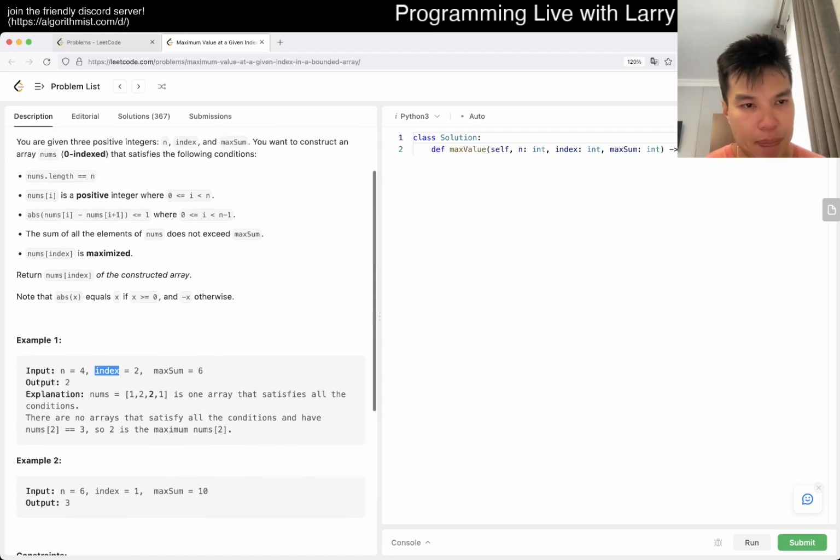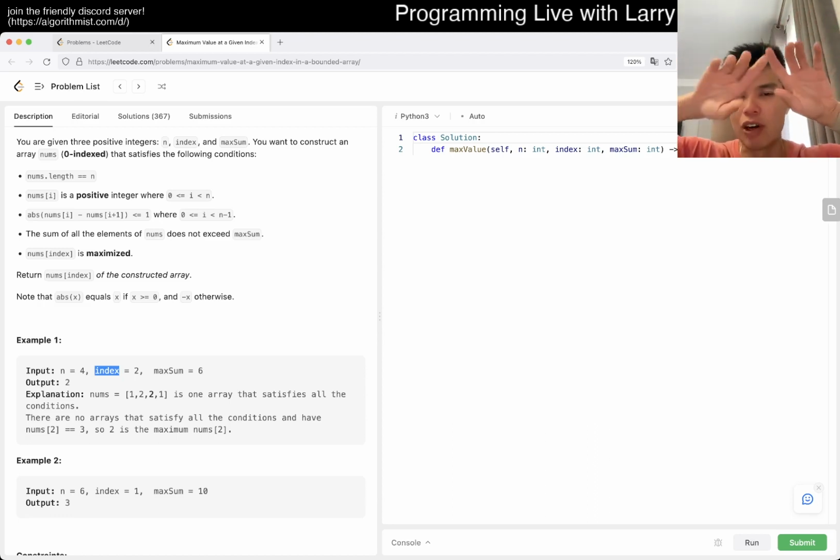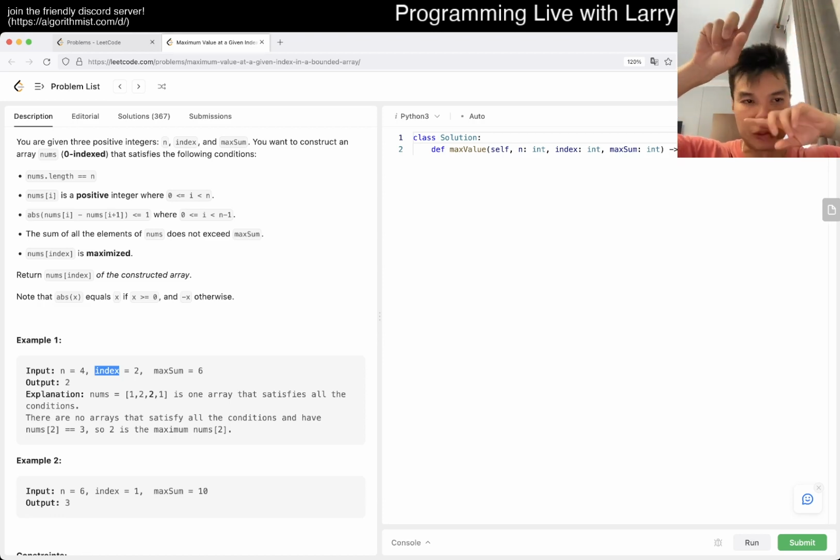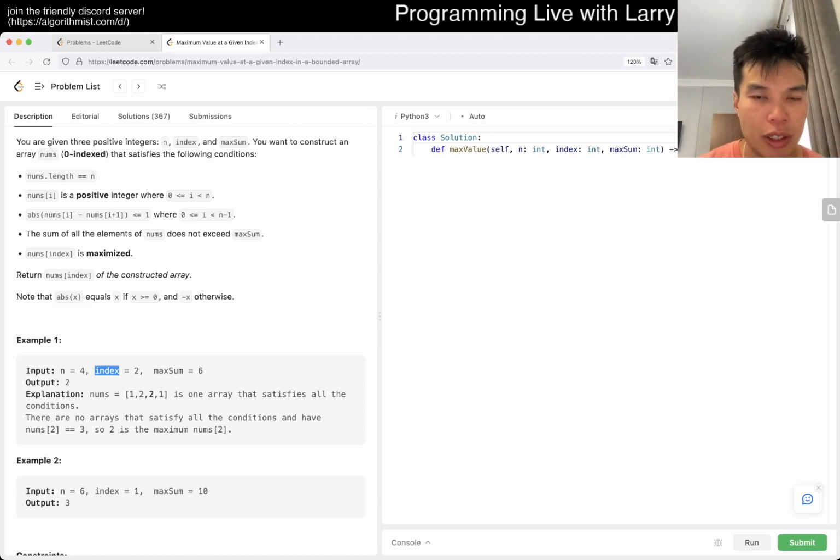I mean, my first inclination is binary search on the answer. Basically you have this thing where you want nums of index to be the peak of a mountain, if you will, right? Maybe it's a plateau, a little bit flatter, but I think that's the only thing that matters. Then we should be able to binary search.